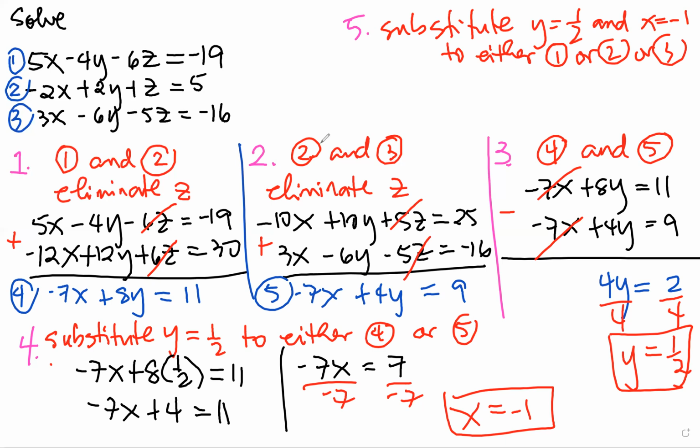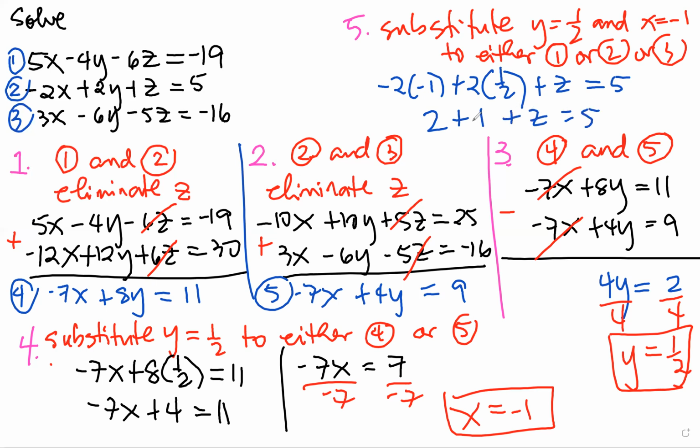So negative 2x, that's negative 2 times negative 1, plus 2y, 2 times 1/2, plus z is equal to 5. Negative 2 times negative 1 is positive 2. Half of 2 is 1, plus z is equal to 5. 2 plus 1 is 3. If you subtract 3 from both sides, now z is going to be equal to 2.